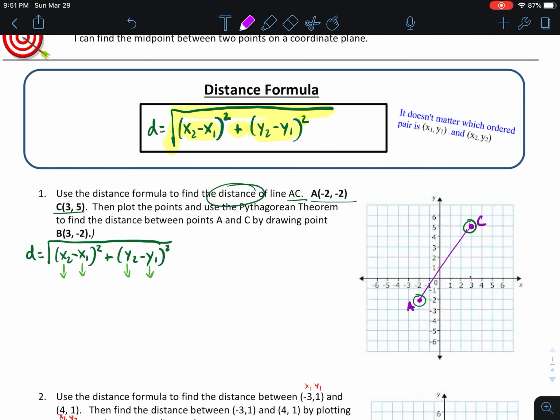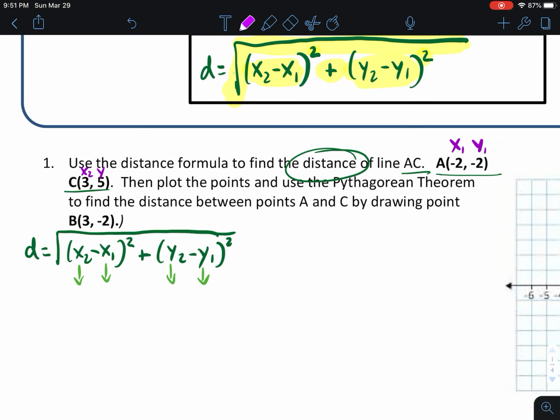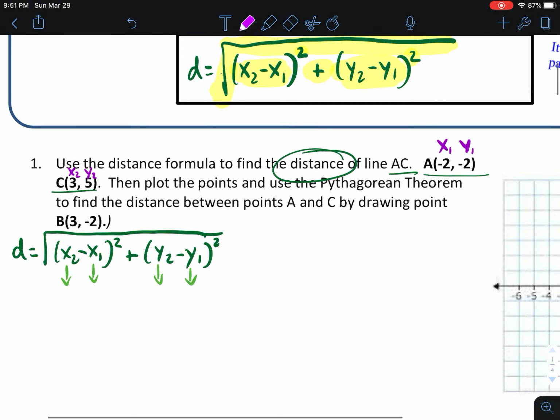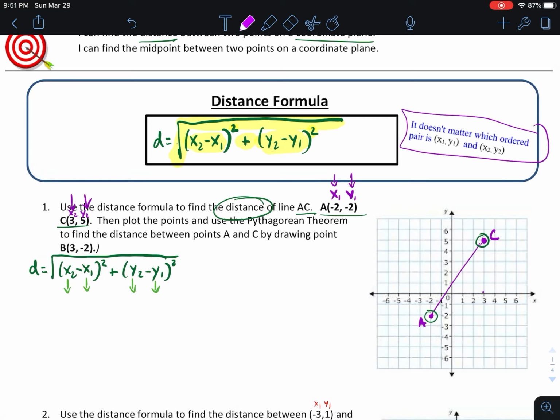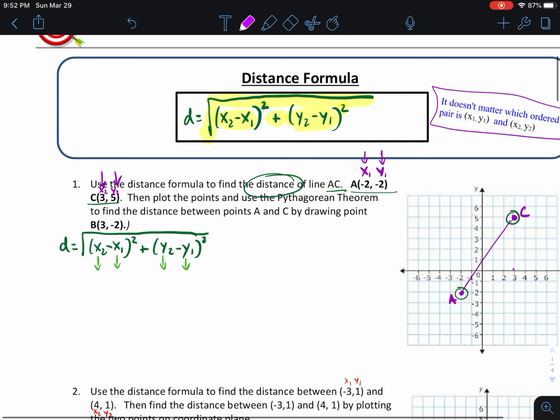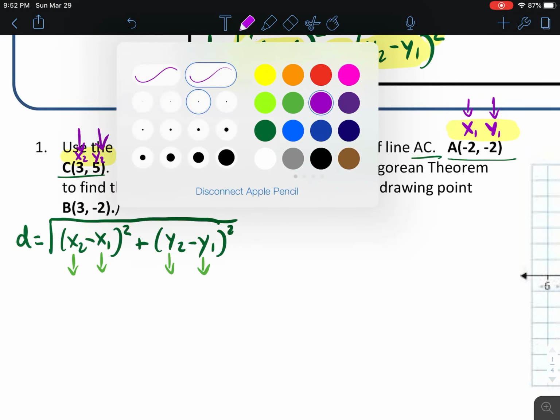So label them first. For A, that's going to be your x1 and your y1. For C, these numbers are going to be your x2 and your y2. Don't be confused. All that's just a fancy way of saying this is your first x, this is your first y, this is your second x, this is your second y. And, like this little guy says here, it does not matter which one you call x1, y1, and x2, y2. It literally doesn't matter. Finding the distance from one to the other is the same as the reverse distance. So now that you've labeled those, and yes, I do want you to label them just like this every time, it takes all the guesswork out of the problem.